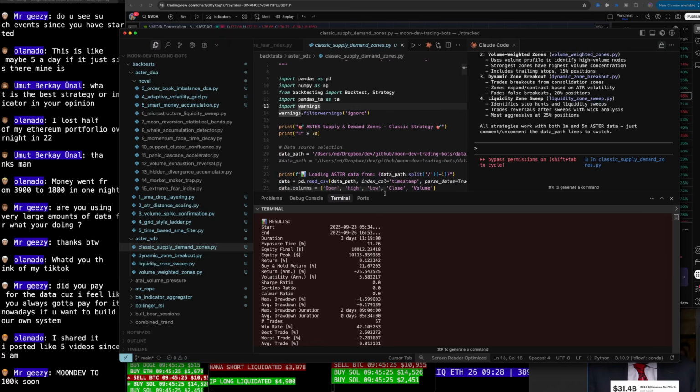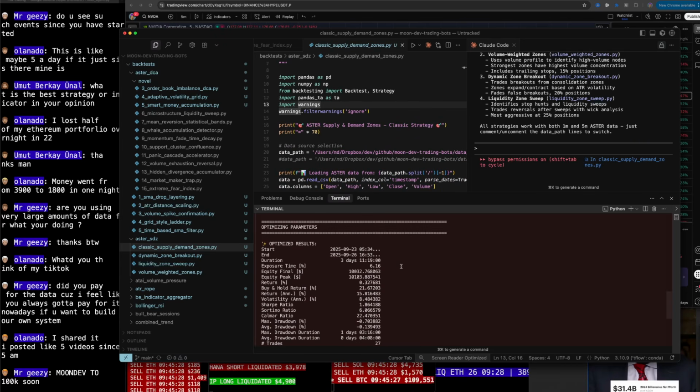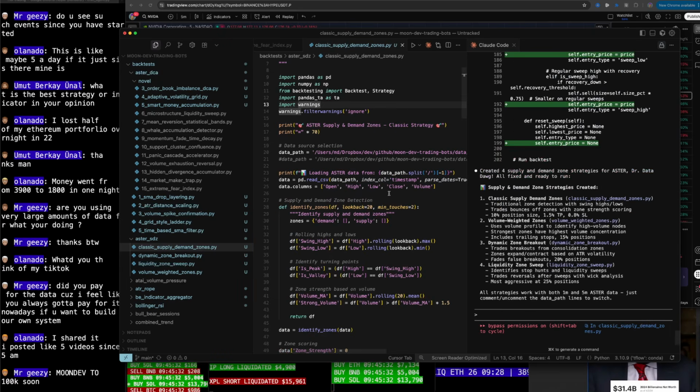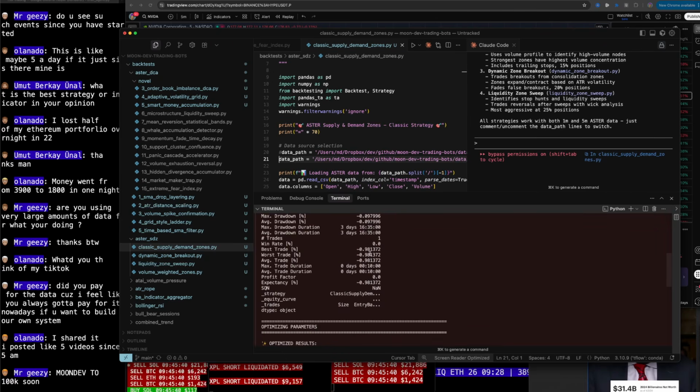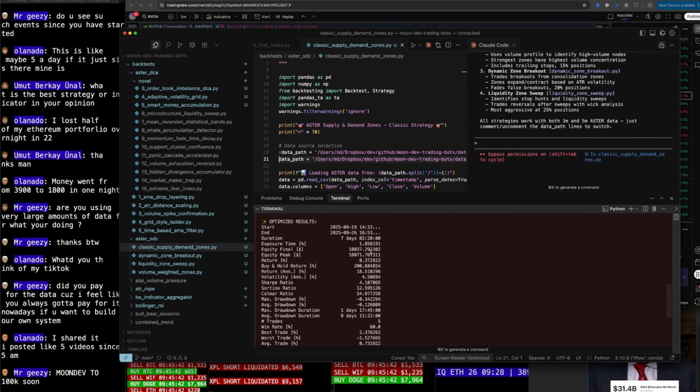Let's try out the other data set. Let's see what the optimization looked like. 0.3%. So these are all profitable ideas, it's just not necessarily beating buy and hold. Sharpe of 4.1, 0.3% return though.